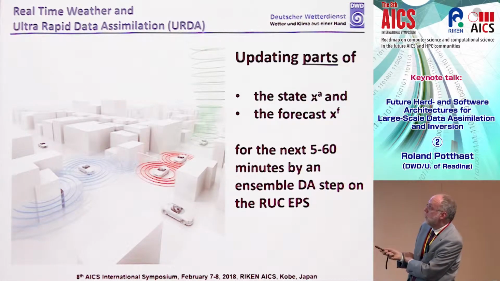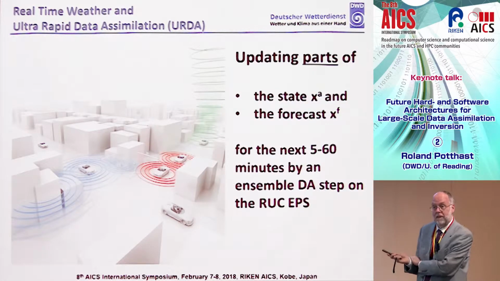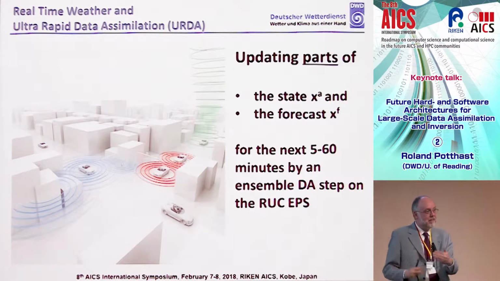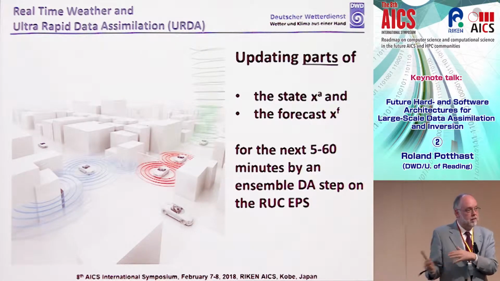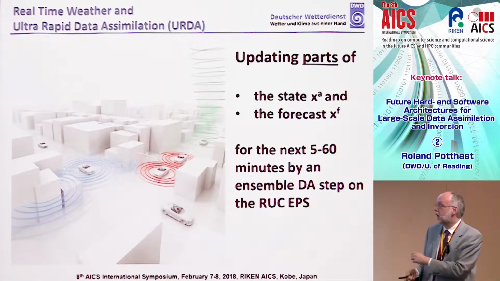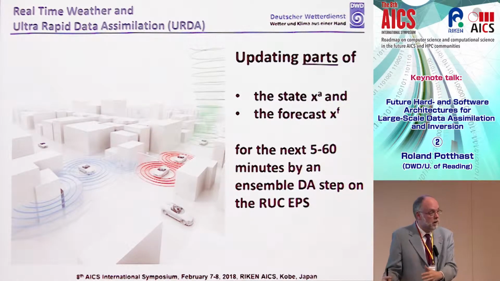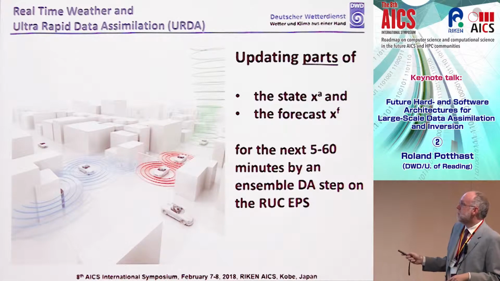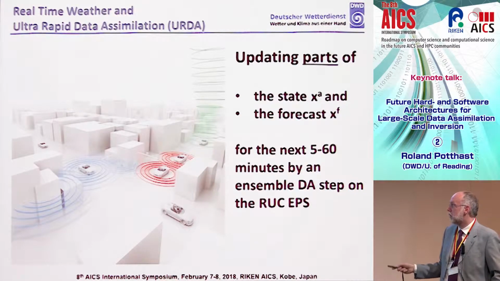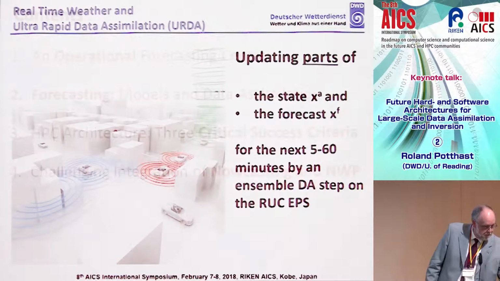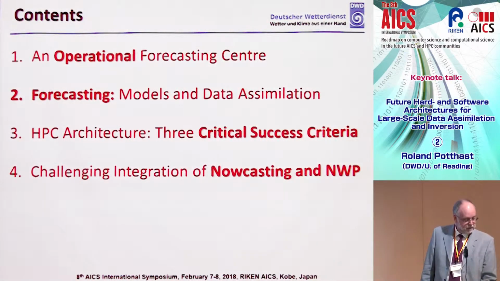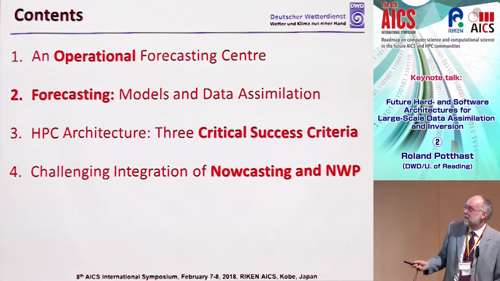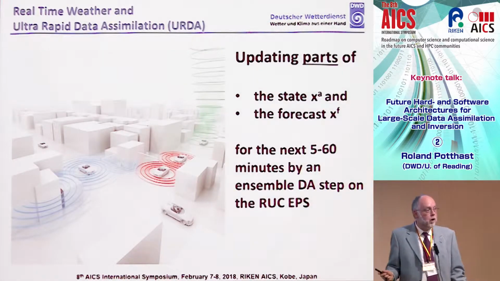And so we made a project where we update parts of our state, not the full state. So we are going slightly different to the tests which are being done here with a 30-second fast cycle. We think we can't do this operationally at the moment, so we need to come up with some solution, and the solution is this one. So we update parts of the system for the next 5 to 60 minutes. Basically, yes, and I'll show you results on Friday. So we have first tests, it works.